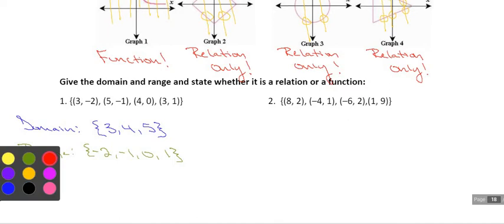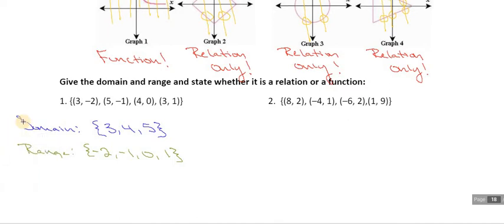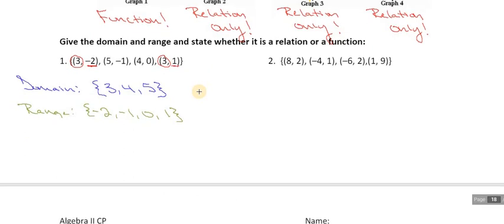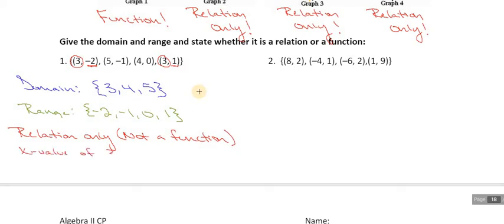Now, if we want to determine whether it's a function or not, are there any x's that are repeated? Do any x's go to more than one y value? Well, right here, our x value of 3 is going to 2 different y values. So that means this is not a function, it's a relation only, aka not a function, because x value of 3 has 2 y values.